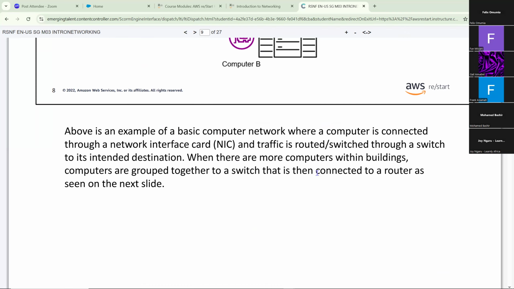And even before we look at this, can someone tell me in the chat, what is your understanding of the difference between a switch and a router? What is the difference between a switch and a router? Someone tell us in the chat.